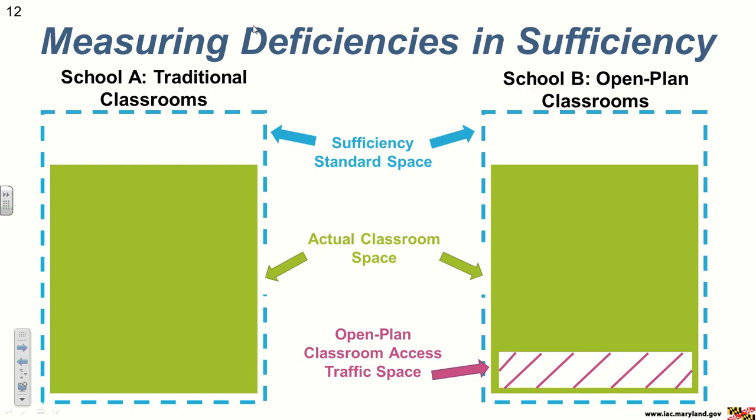Here's a basic example of how we will assess general classrooms and create a deficiency value if there is a deficiency. The solid green area on the left slide represents the existing general classroom square footage for School A, which has traditionally enclosed classrooms. On the right, we see the same total classroom area, but this facility was built as an open plan school. So 20% of the space has been subtracted to account for access traffic and other inefficiencies.